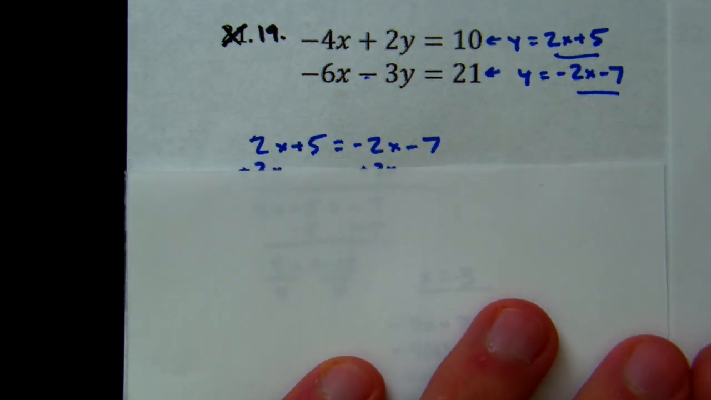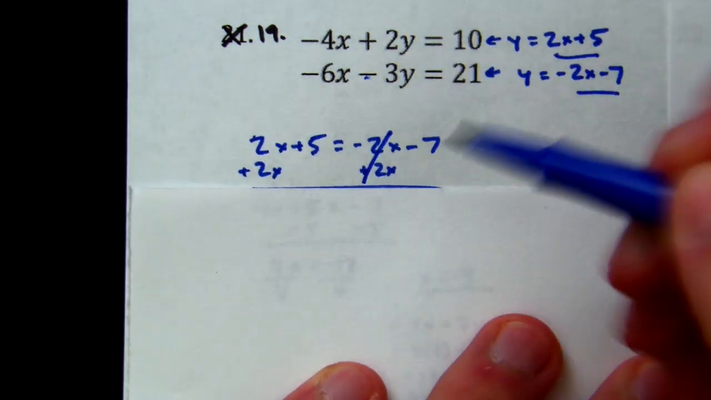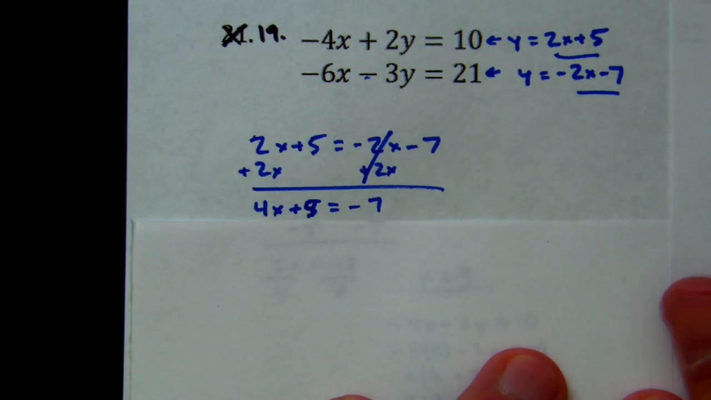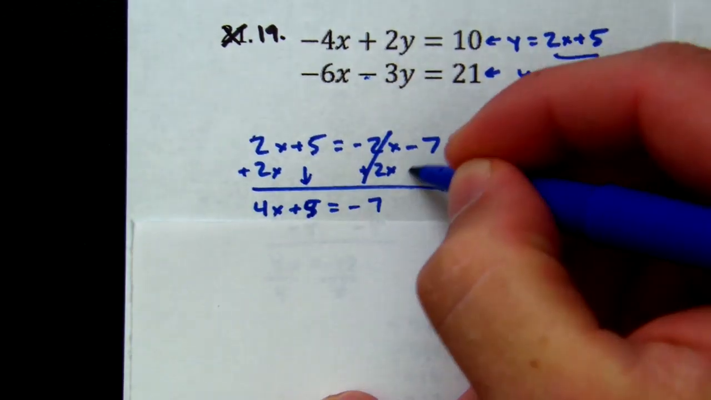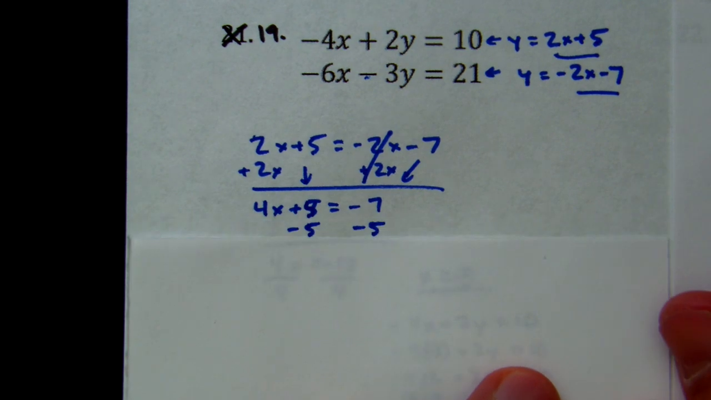So we have to get the terms with the x on one side. So what we went ahead and did was we added 2x to cancel here, and then we said 2x plus 2x, well, that gives us 4x. We drop down our plus 5, and we drop down our negative 7. So we have 4x plus 5 equals negative 7.